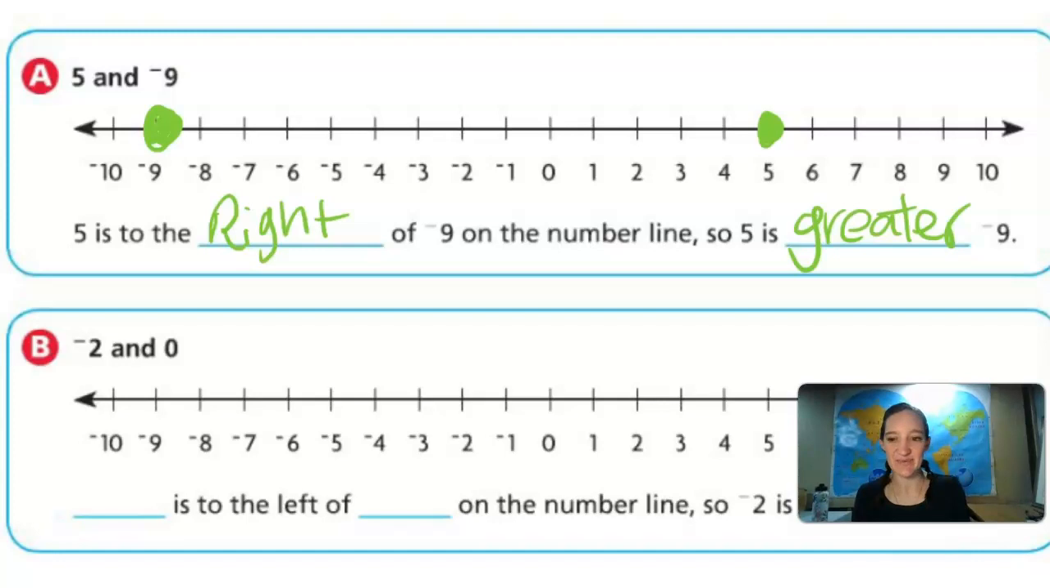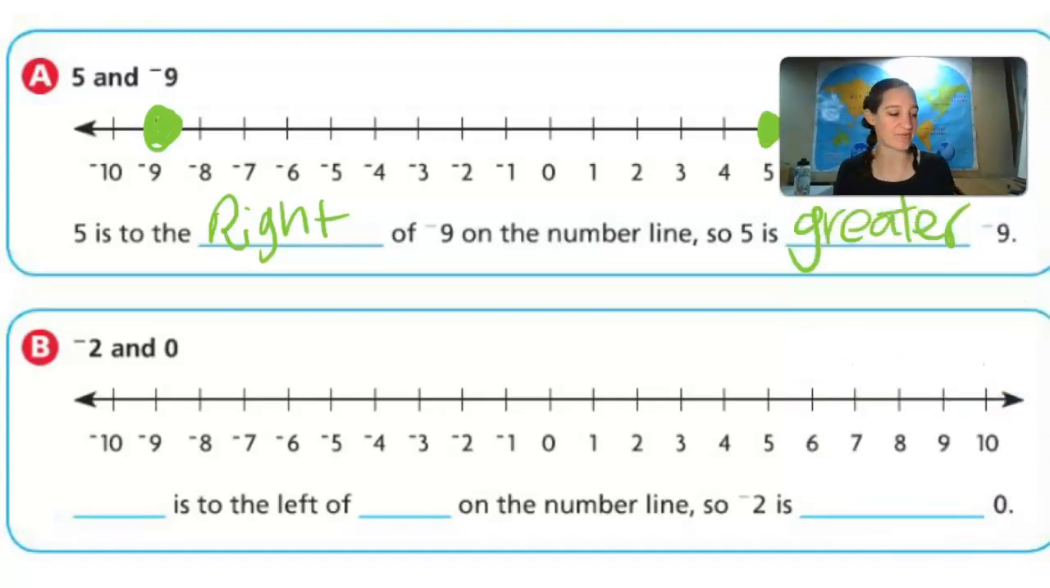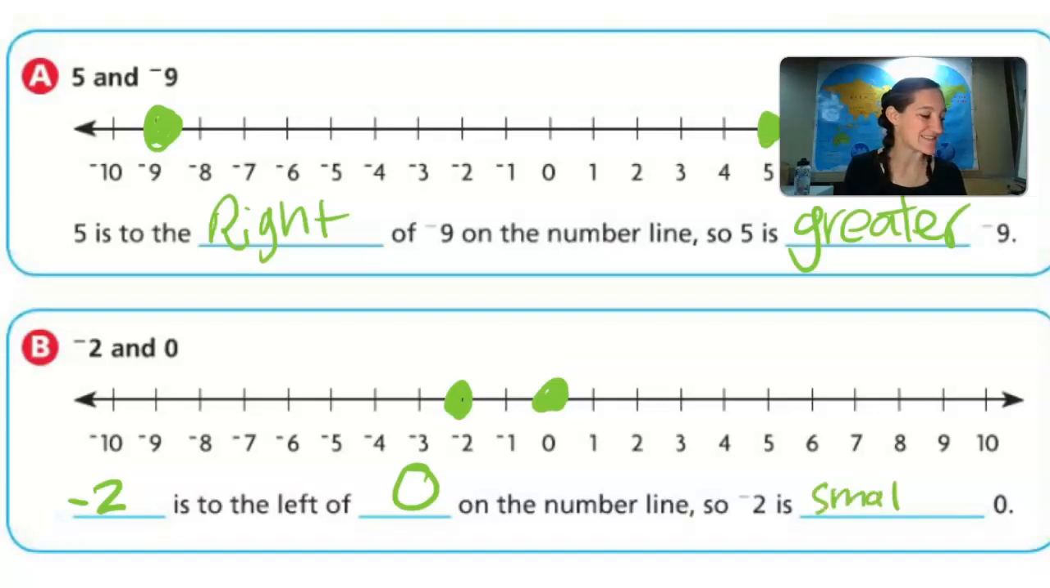Okay, now this next one, -2 and 0. -2 is here and 0 is here. Now, for so long in our elementary school years, we've been taught, or we've been thinking, that 0 is the smallest we can get. Not anymore. Now that we have negatives, because -2 is to the left of 0, that means -2 is actually smaller than 0 because it's to the left. So finally, 0 gets to win some competitions.